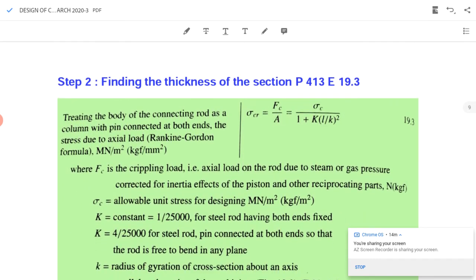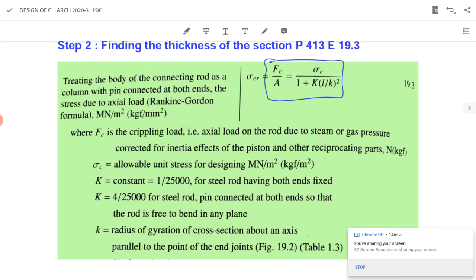How to find the thickness of the section? It is given in page 413, equation 19.3, sigma CR, that is the crippling stress: sigma CR equal to FC by A, equal to sigma C by 1 plus K into L by k whole square. We can see it term by term.